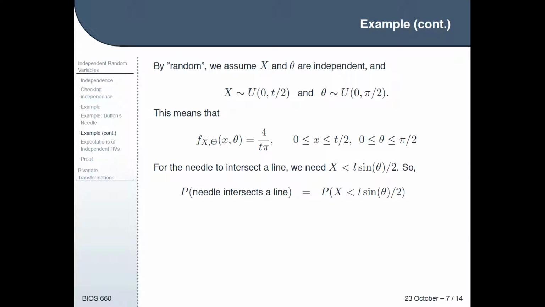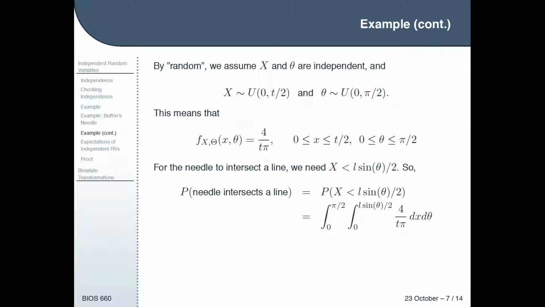And the needle will intersect the line if and only if this height here, which is the amount that the needle sticks up from the center, is bigger than x. In this case, it doesn't intersect the line because this distance here is smaller than x, but if the needle landed there like that, this distance here would be bigger than x, so it would intersect the line. So the region that we need to integrate over is the region where x is less than L over 2 times sine of theta.